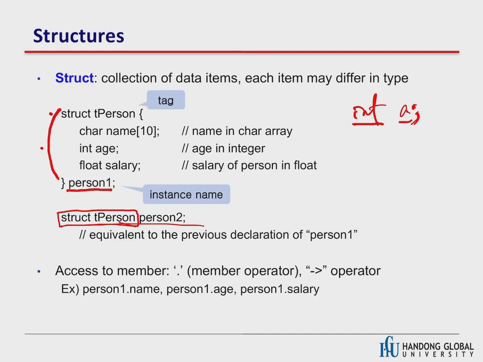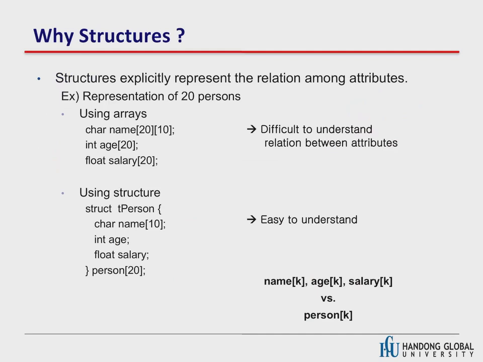This struct person corresponds to int, okay? Struct person is a type, okay? And once we have an instance, person1, then person1 has some data members like name and age and salary, right? To access these data members, we need a dot. So person1.name, person1.age, person1.salary. But if person1 is a pointer to the structure, then we can use the arrow operator. We'll talk about it later.